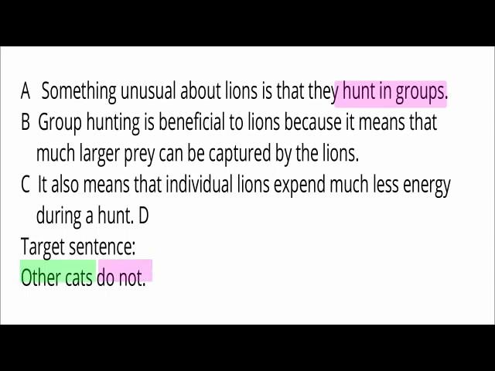A says lions, cat-type animals, hunt in groups. So A does fit what we are looking for: some cat-type animals doing something. So place the target sentence after A and read the whole passage. Target sentence: Other felines do not hunt in groups. B says the benefit of group hunting, hunting for larger prey. C says another benefit of group hunting, less energy expenditure. All flow logically, so in front of B is the best option. Answer, B.